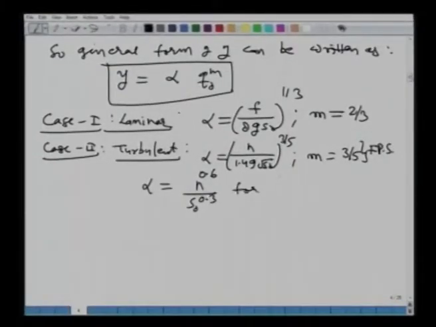for the SI units. All right, that is alpha, and of course, m remains the same, which is the exponent, which is 3 by 5.